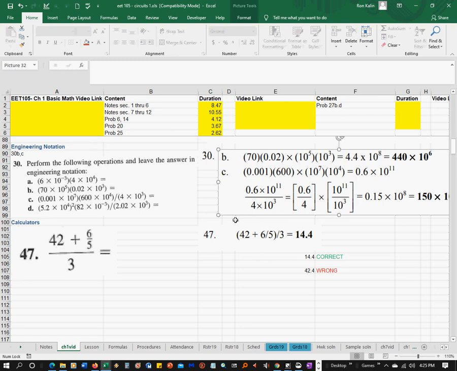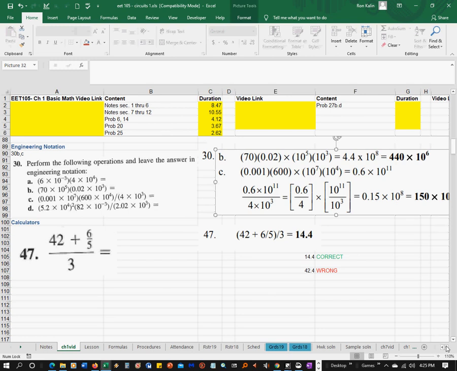And then part C, take this quantity times this quantity and divide by this quantity. So what they did was they took the 0.01 times the 600 and then the 10 to the 7th times the 10 to the 4th and got 0.6 times 10 to the 11th, and then they took that and divided by 4 times 10 to the 3rd. You take the 0.6 divided by the 4 and then multiply that by the 10 to the 11th divided by 10 to the 3rd. This equals 0.15. This equals 11 minus 3, or 8.